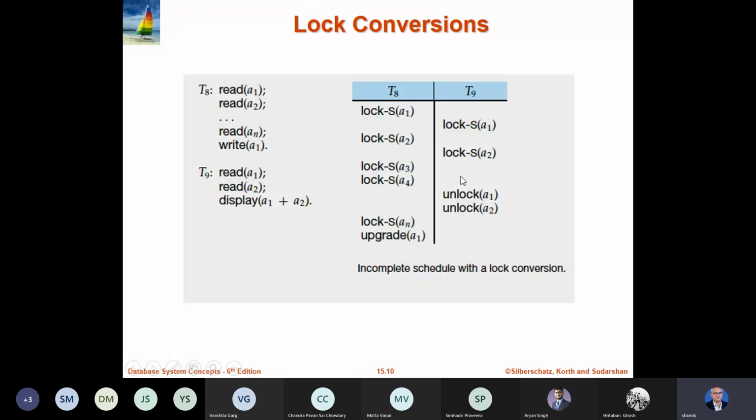And if you see that its lock point is here, its lock point is after this. So that means it will be equivalent to a serial schedule of T9 followed by T8. It is not T8 followed by T9, because whatever A1 is written by T8 is not displayed by T9 in its A1 plus A. So you see that it is equivalent to a serial schedule which is in the order of the lock points of these two transactions, which is T9 followed by T8.